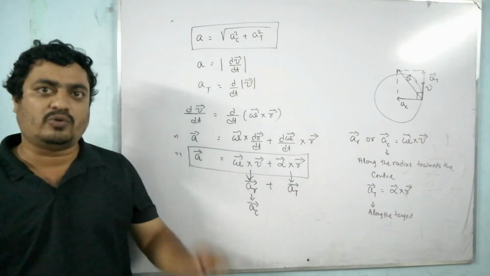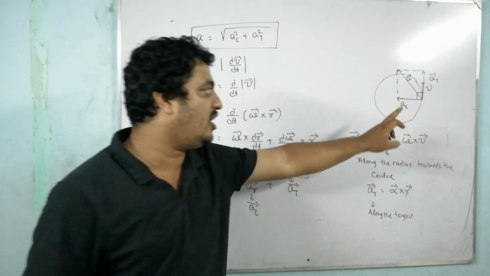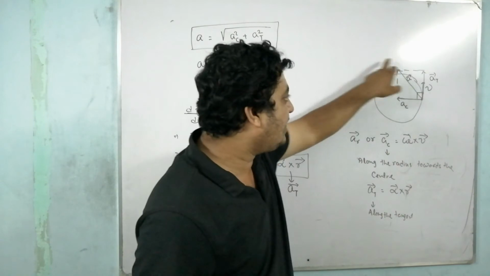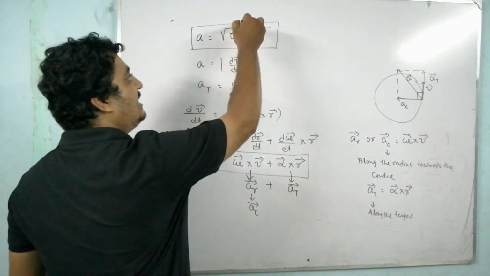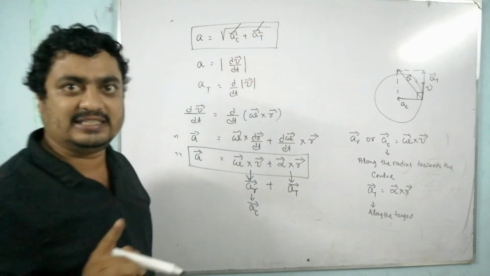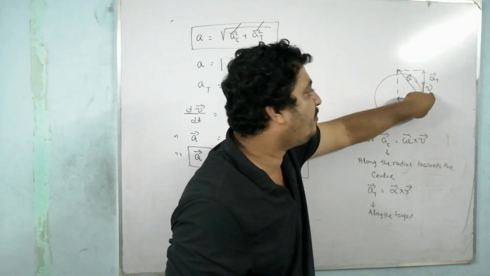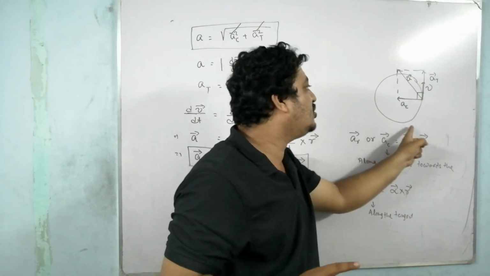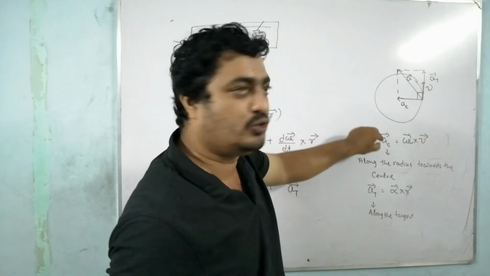So for uniform circular motion, we always take the centripetal acceleration only, because tangential acceleration becomes 0. But if the particle moves in a non-uniform circular motion, it has both accelerations. One is called centripetal acceleration and the second one is called tangential acceleration. Now, centripetal acceleration is always perpendicular to the velocity. So, centripetal acceleration doesn't change the speed of the particle. It just changes the direction of motion.